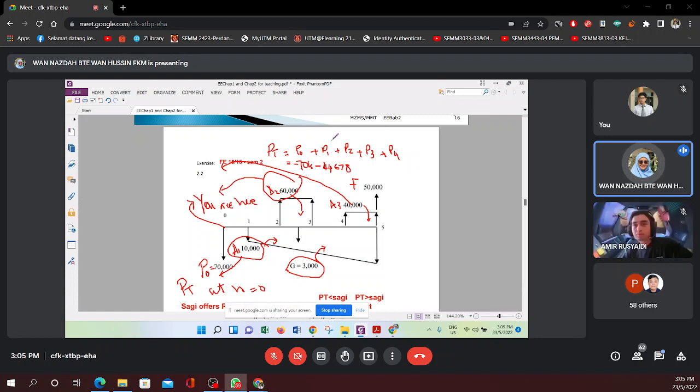Alright, okay. Now coming, so can we determine the P4 first, okay? You need to determine the P4 because when you want to see the present value of this 50,000, you can use the formula of P and F, okay? That's straight away you can get the value of P for the F equals to 50,000.